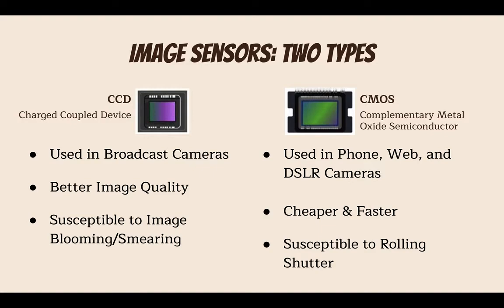It's cheaper to make, faster, and it's used in the cell phones that we have, the web cameras that we use, the DSLR cameras, but it is susceptible to that rolling shutter when it's scanning from left to right, remember, and you have a fast-moving object, you might see some sort of distortion based on that rolling shutter.